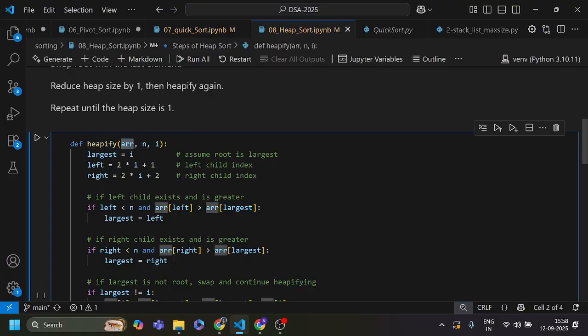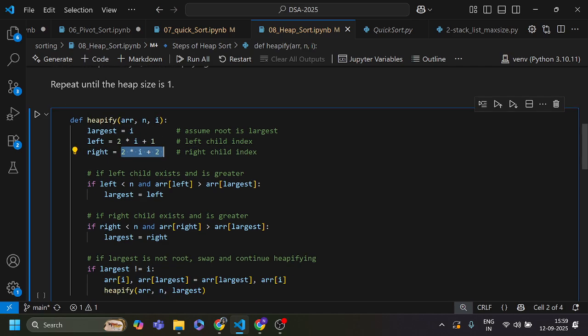Here the arguments are array, n and i. This is for the array, this is for the number of elements, and this is for the starting index, like the largest index. Okay, so largest equals i. Assume the root is the largest, and for left, 2 times i plus 1, and for right, 2 times i plus 2. Left child, right child.